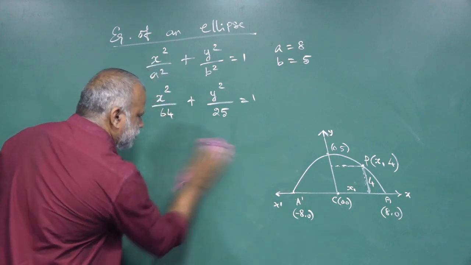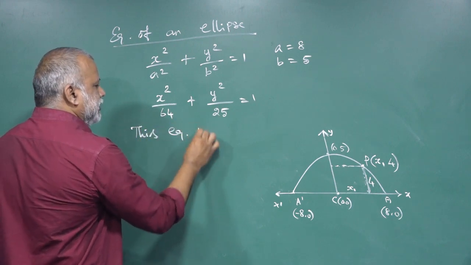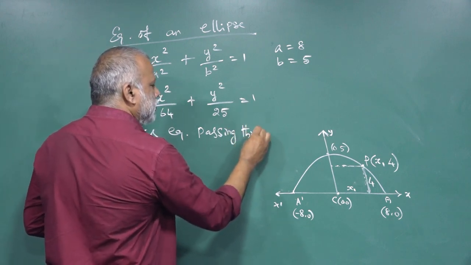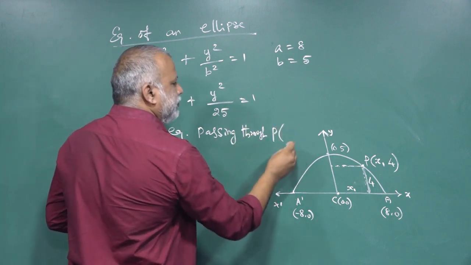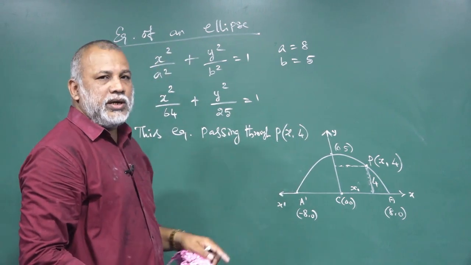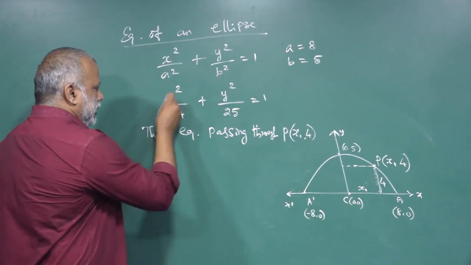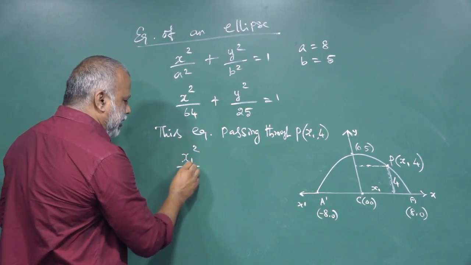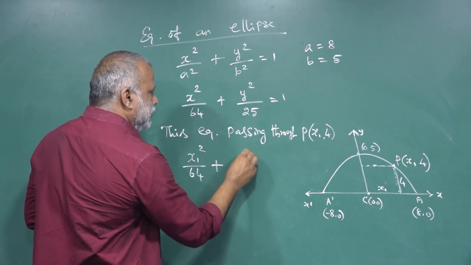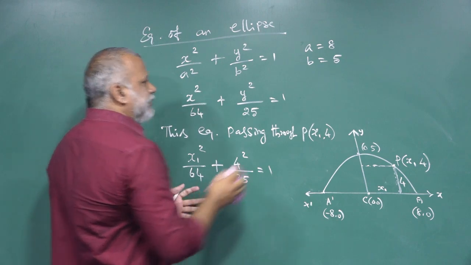Now listen. This equation, this ellipse, is passing through P of (x1, 4). An equation passing through a point, we can substitute here (x1, 4). I am going to substitute. X is replaced by x1 squared divided by 64 plus y is replaced by 4 squared divided by 25 equal to 1. Now we are going to simplify this one.